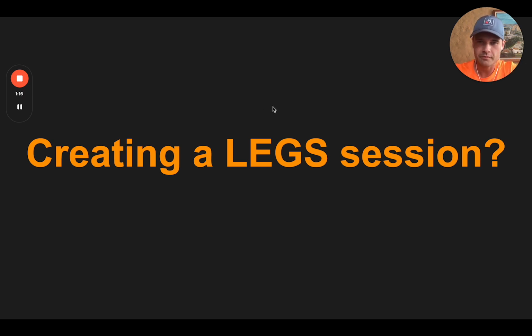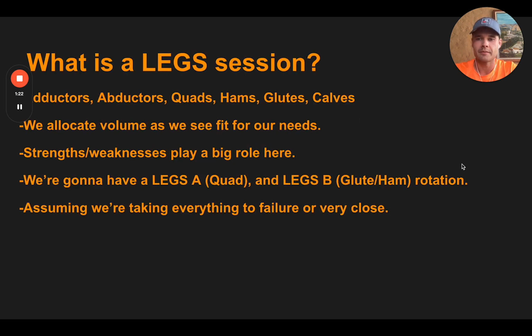So, creating a leg session, or lower body sessions. Where do we start? Pretty obvious, we have to start with this slide. What is a leg session? Because someone is probably going to get confused somewhere along the line in terms of what muscles we are specifically trying to target in a leg session. So first off, we're going with the adductors, abductors, quads, hams, glutes, calves. Now again, I think 99% of people are going to understand that, but I have to get that in there.